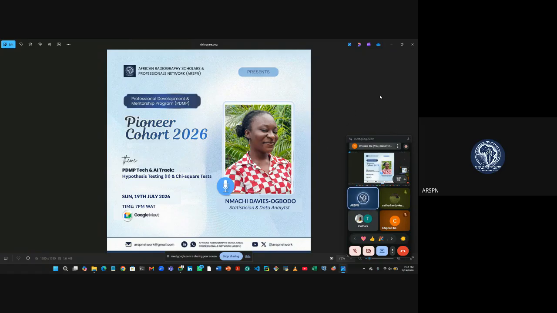We've had our first section in Excel today. This night we have our trainer for SPSS, Miss Machi Davis Obodo, who is a statistician and data analyst. Today we'll be completing hypothesis testing and also looking into chi-square tests. Miss Machi, the floor is yours.